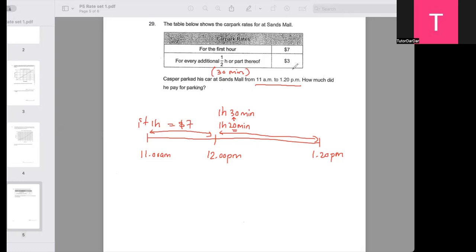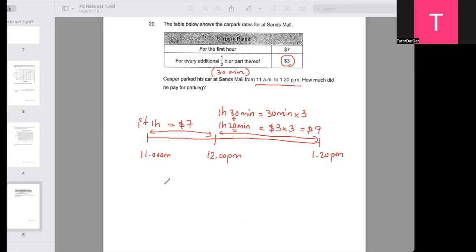That means every 30 minutes you got to pay. So even if you park for 1 hour 5 minutes, you still have to pay for 1 hour 30 minutes worth. So 1 hour 30 minutes is equal to 30 minutes multiplied by 3. Right? 1 hour got 2 times 30 minutes, and here got 1 more 30 minutes. So every 30 minutes you need to pay how much? $3. So $3 multiplied by 3 equals $9.